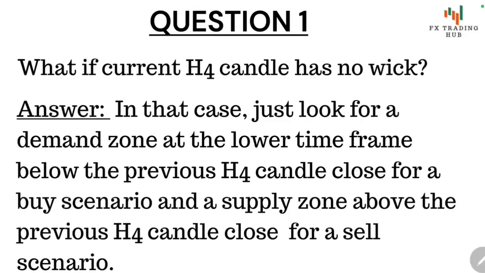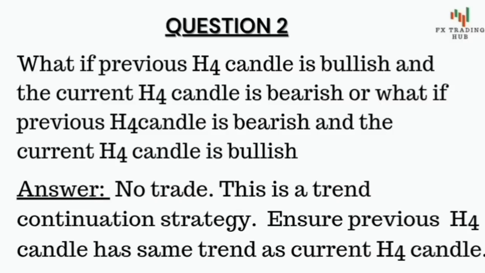The most important thing is for you to identify the previous H4 candle close on the H4 time frame. Just mark that point, and once the current H4 candle starts forming, you step down to a lower time frame and look for a demand zone or a supply zone. If it's a buy scenario, look for a demand zone. Regardless of the wick, you just look for a demand zone around that intersection, around the close of the previous H4 candle. You would definitely get a setup regardless of the wick.